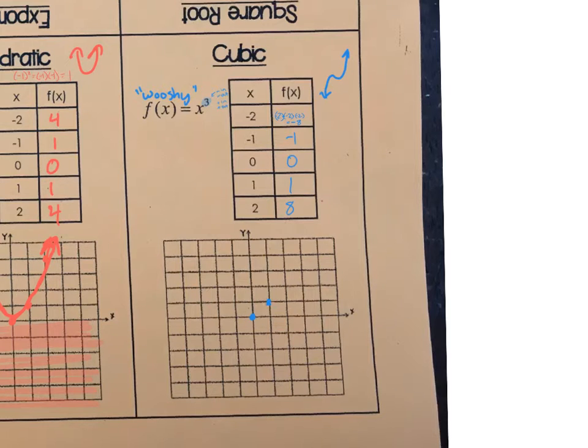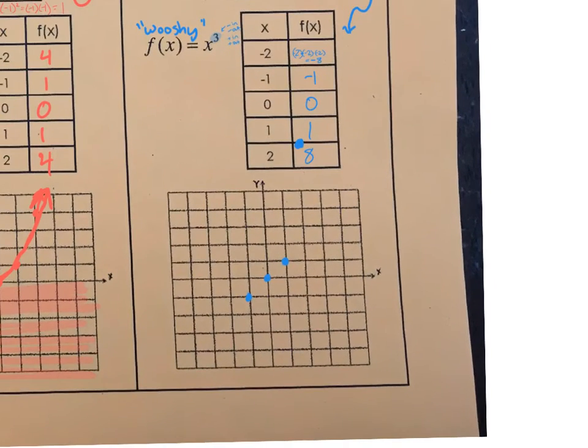1, 1. And 2, 8. 2, 4, 6, 8. And then -1, 1. And -8. 2, 4, 6, 8. So just as predicted, this is a whooshy. Notice here that this is called a turning point.